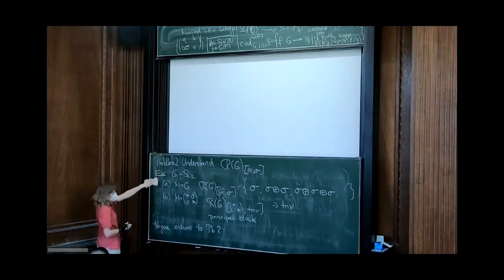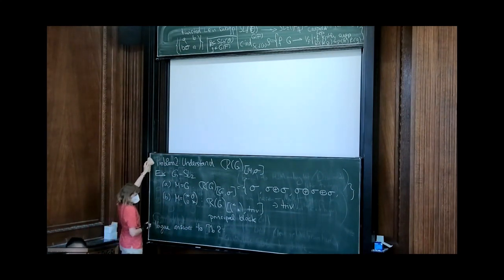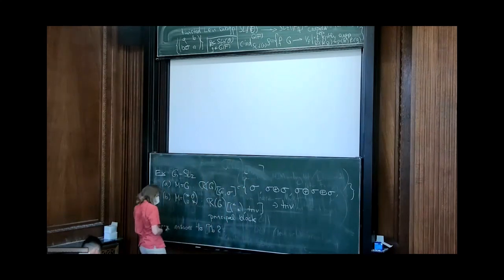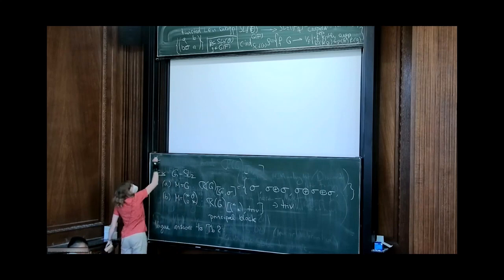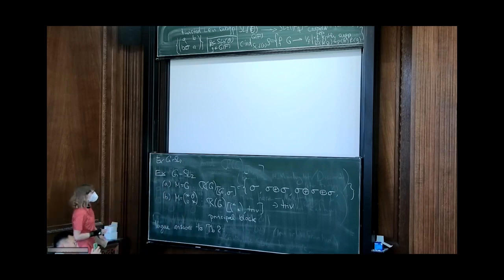All right. Oh, here's a nice example already. So let me keep that example. How do I keep that example? G equals SL2. What do types look like?